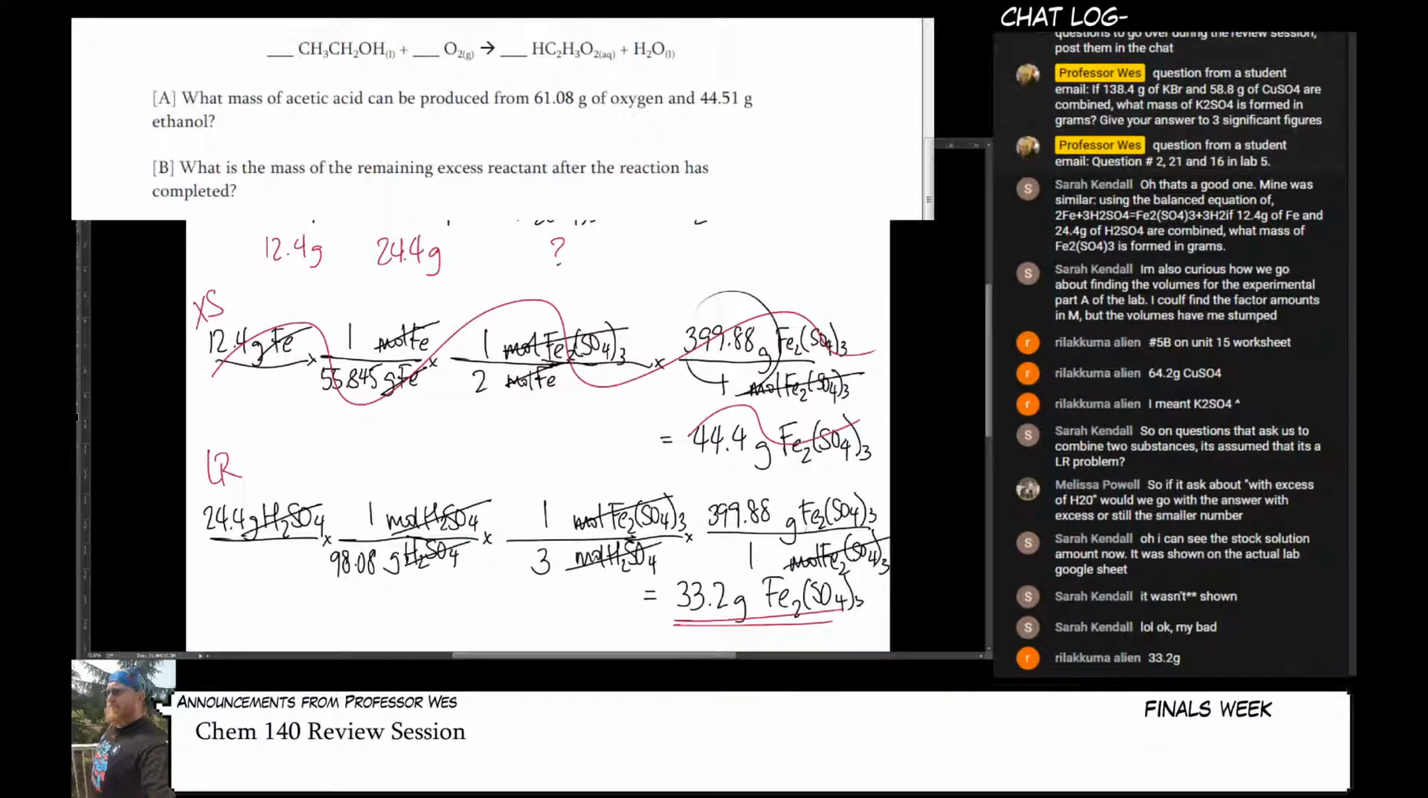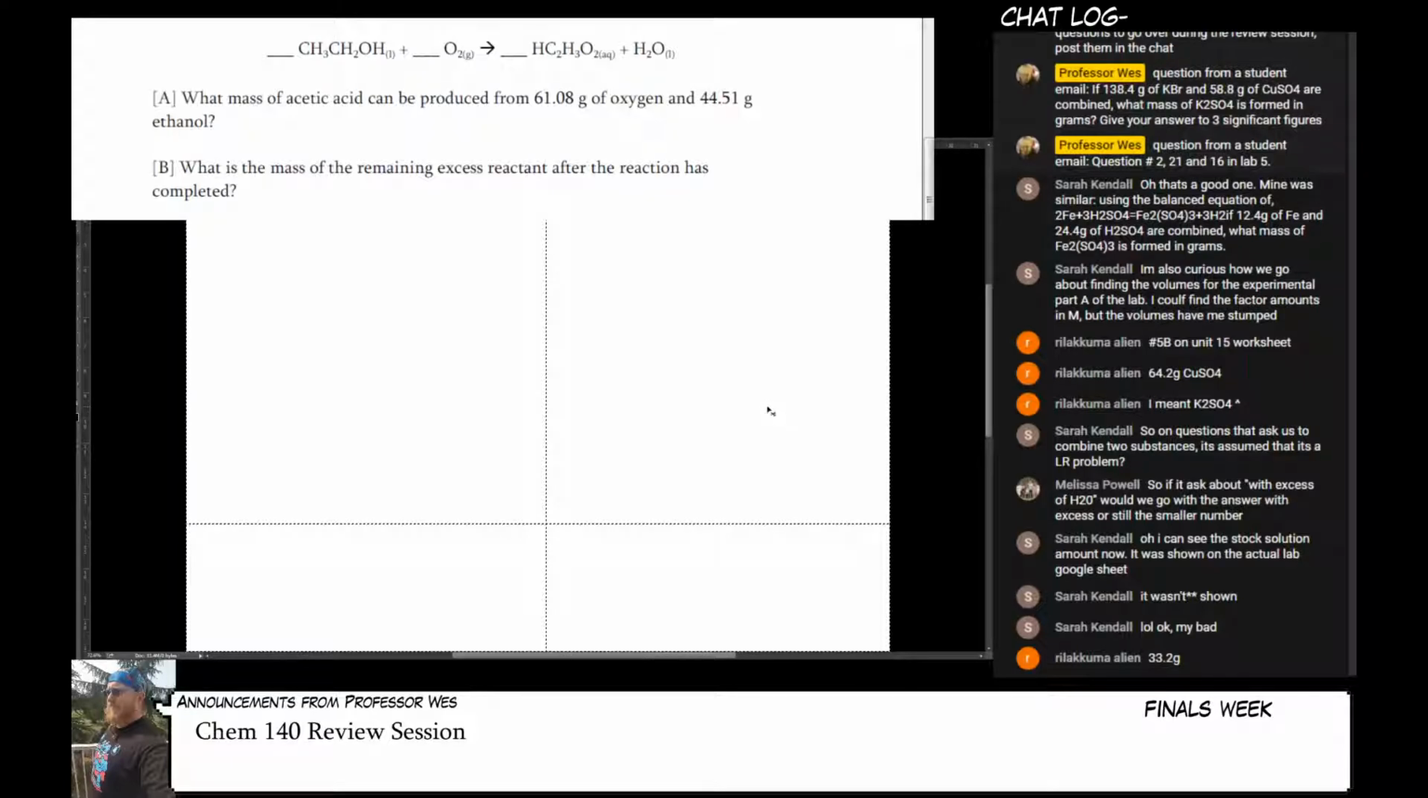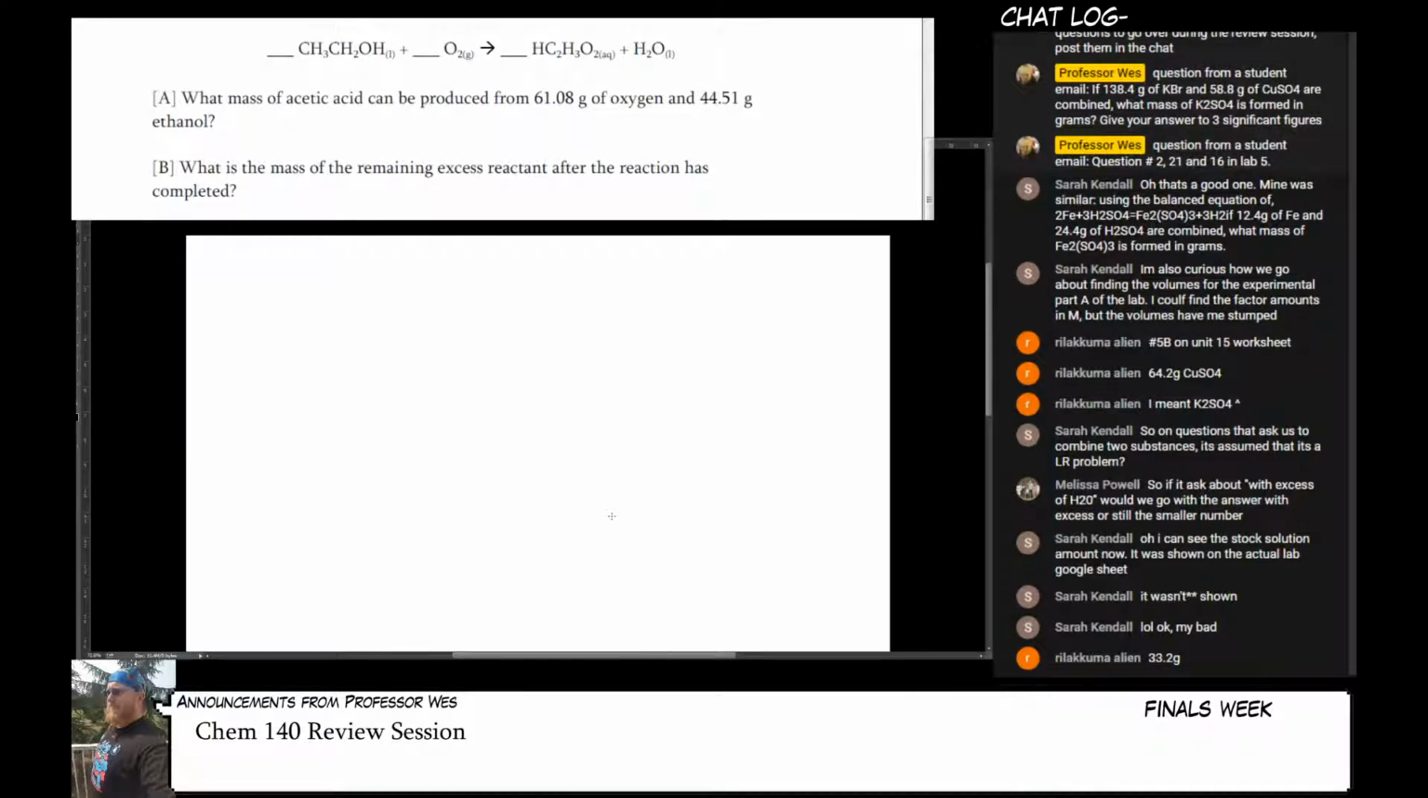All right, so how do we do this? First of all, you have a limiting reactant problem at the start there. So we need to get the answer for 5A in order to do this. I could just go get the answer off the answer key, but it's a review session, right? So let's review.